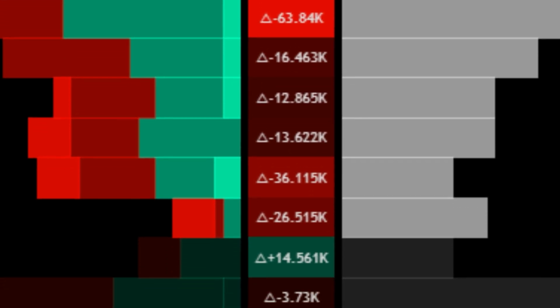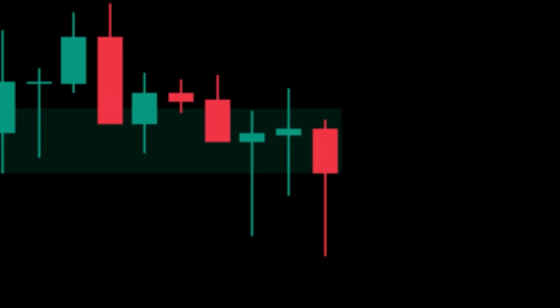Now let's look at the opposite scenario. Price sweeps a low. Negative delta expands, but absorption appears underneath the move. Sellers are becoming aggressive, yet price refuses to continue lower. Shortly afterwards, price reclaims the level and rallies.